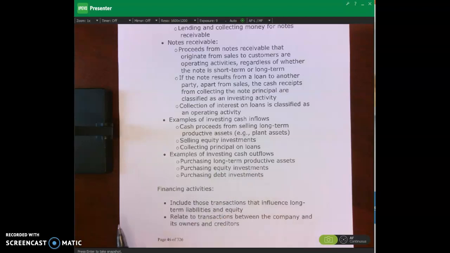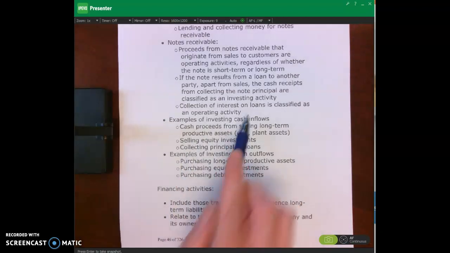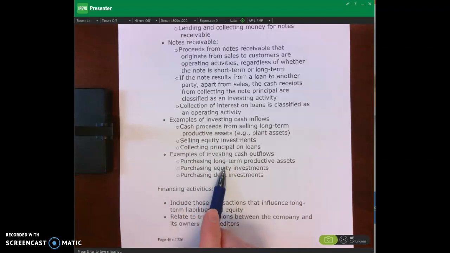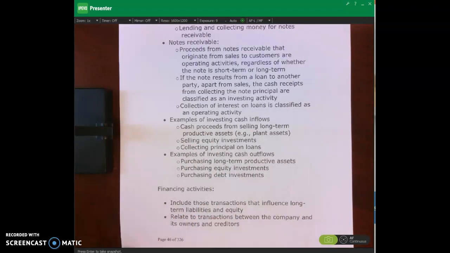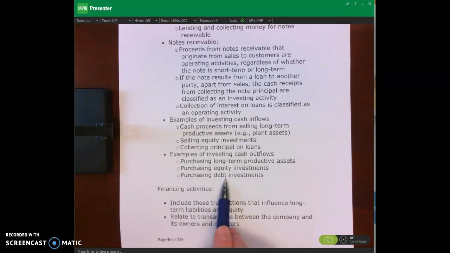Purchasing stock in another company, that's investing. Okay. If we sold it, that's cash inflow. If we buy stock in another company, that's a cash outflow because we're paying cash. Or purchasing bonds, debt, bonds of another company, that's also a cash outflow.